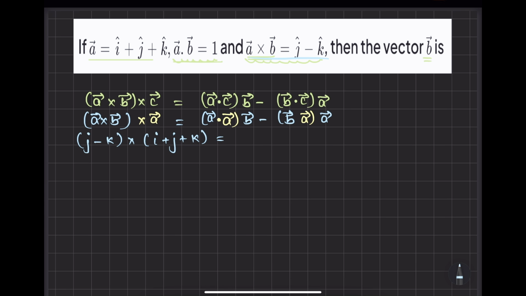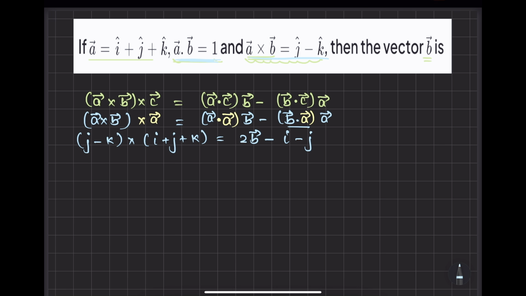A dot A is what? Mod A square. Mod A is what? Root 2. Root 2 square is what? 2. So 2B, can I write 2B minus A dot B? So who is A dot B? It is 1. 1 times A. 1 times A is i plus j plus k.